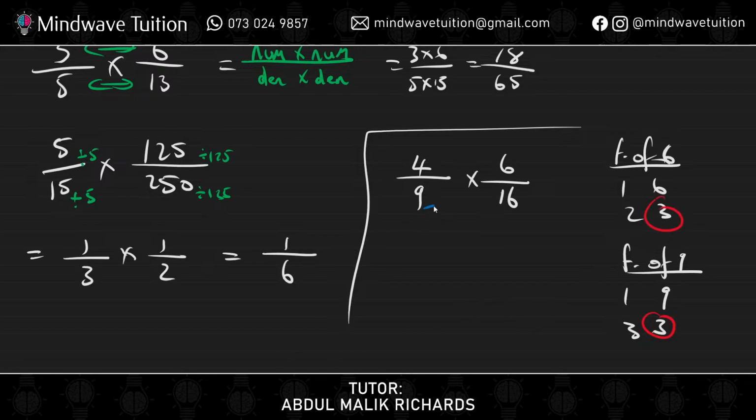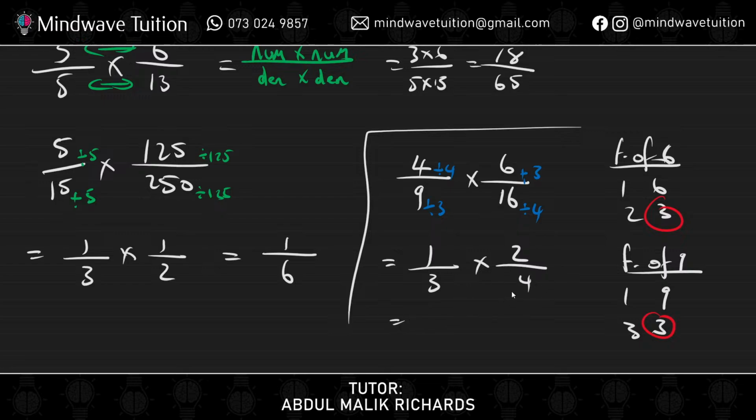So you can divide by 3 here and divide by 3 over here. This can only happen in multiplication, not in addition or subtraction, only in multiplication, where we can divide in a cross pattern. Same with 4 and 16. We know 16 is 4 times 4, so we can divide this by 4, and we can divide this one here by 4 as well. So 4 divided by 4 is 1, 9 divided by 3 is 3, 6 divided by 3 is 2, and 16 divided by 4 is 4.